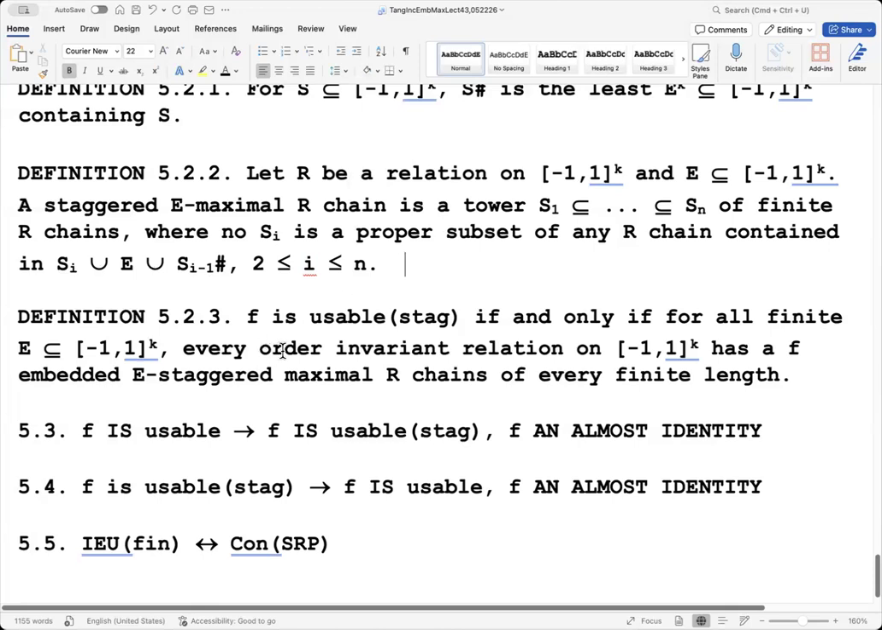All right, now F is usable stag if and only if for all finite E in every order invariant relation on here, every order invariant relation has an F embedded E staggered maximal arc chain of every finite length.